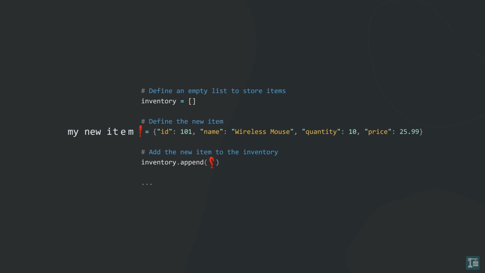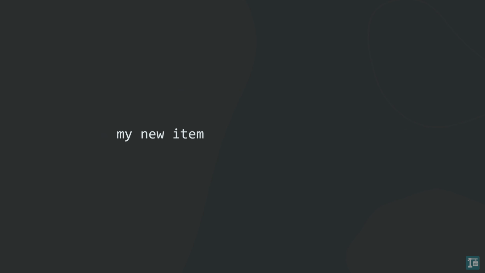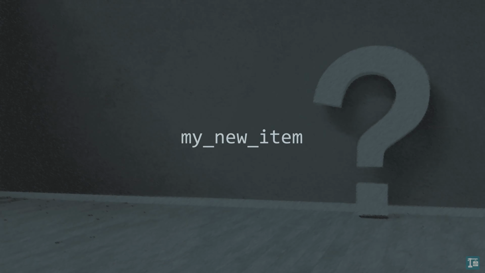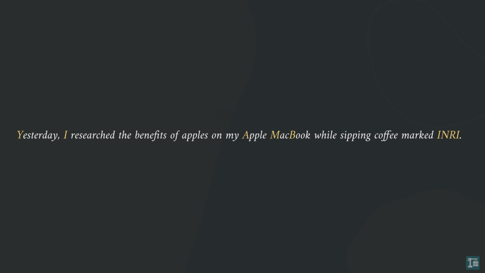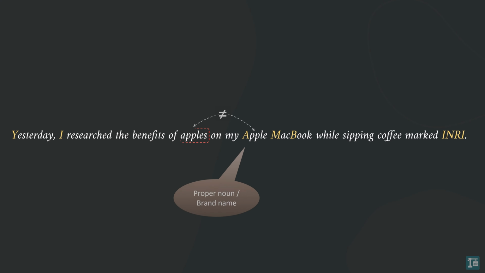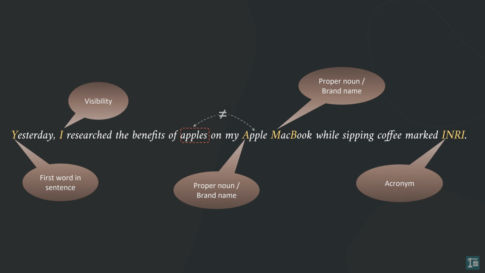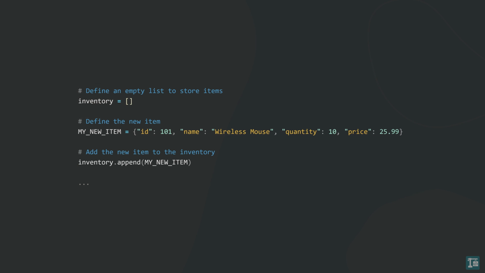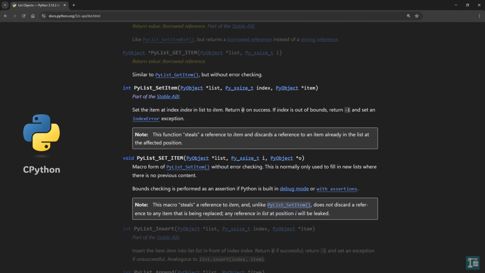In my code, I need to define a variable to represent my new item. Should I name it like this or any of these? Does it even matter how I format the variable name or any other code item? Absolutely yes. Just like in the English language, the way you format code names significantly impacts readability. In this video, I will discuss why formatting matters and how you should format code names properly.